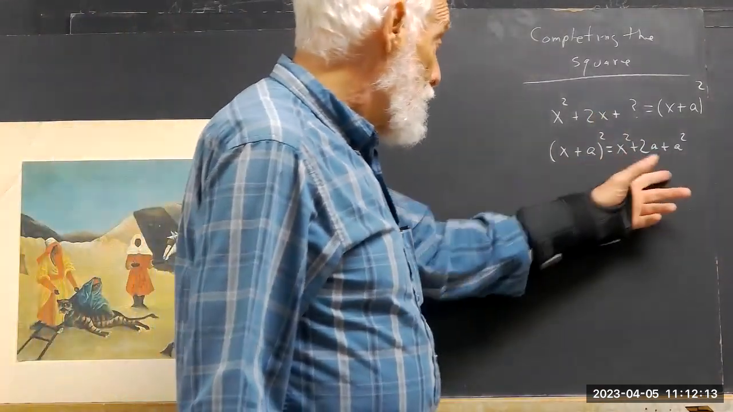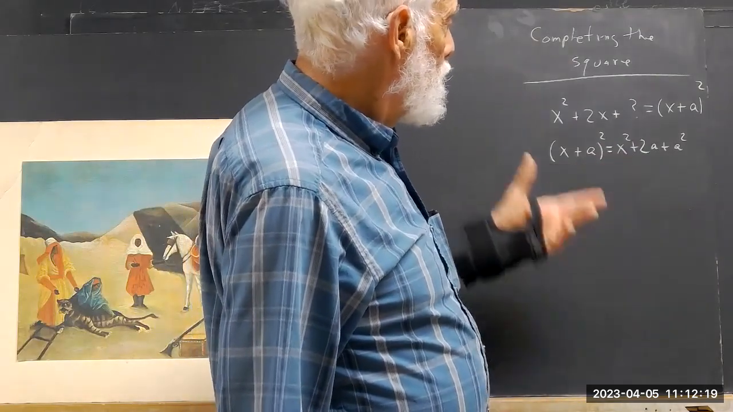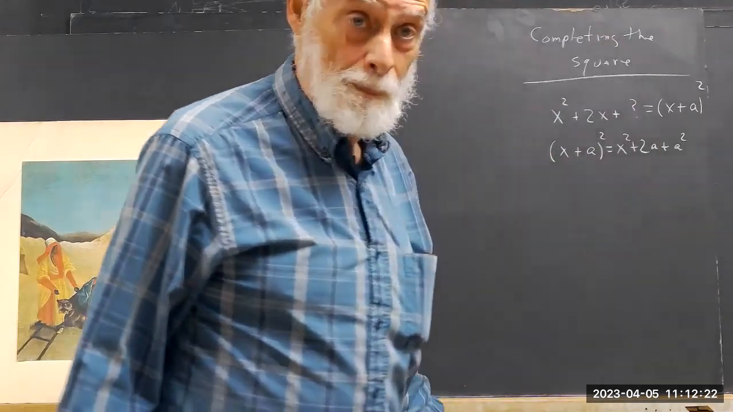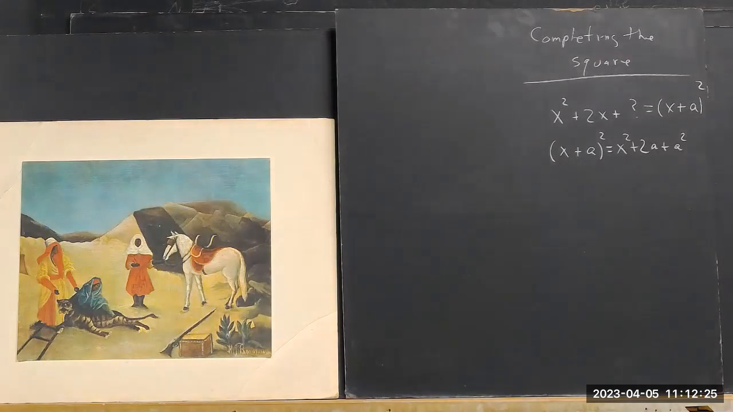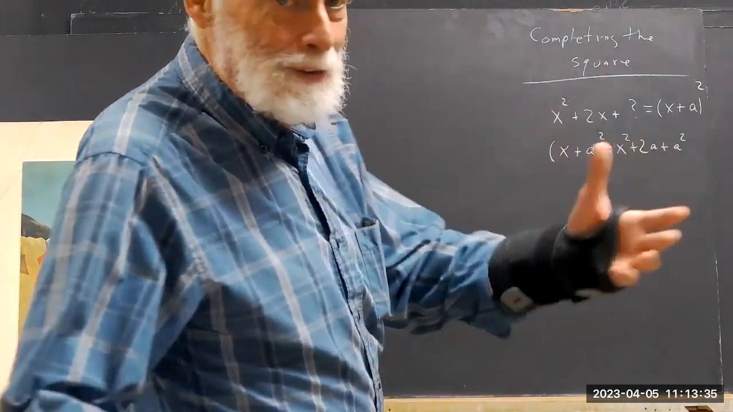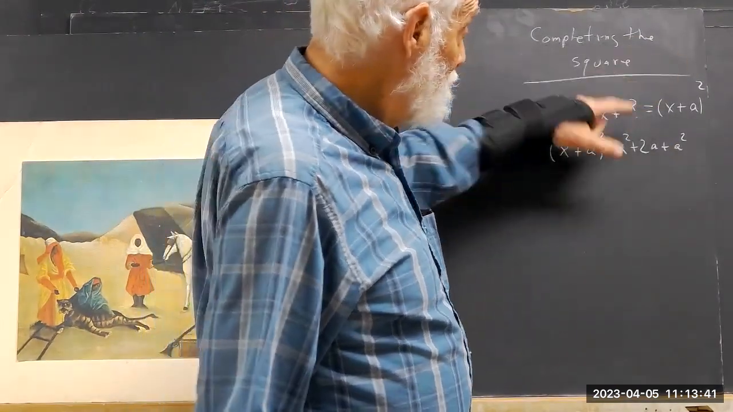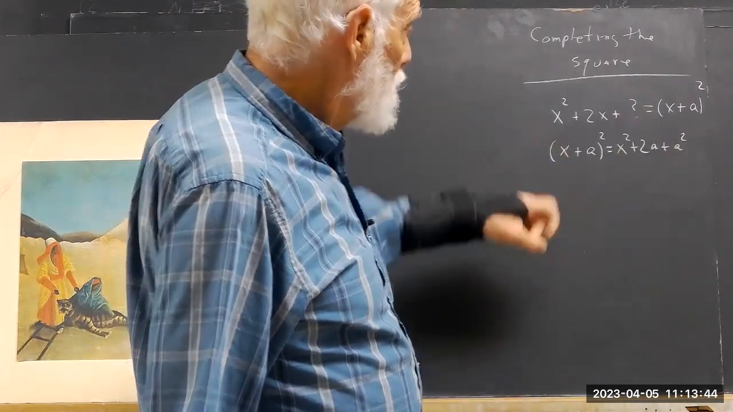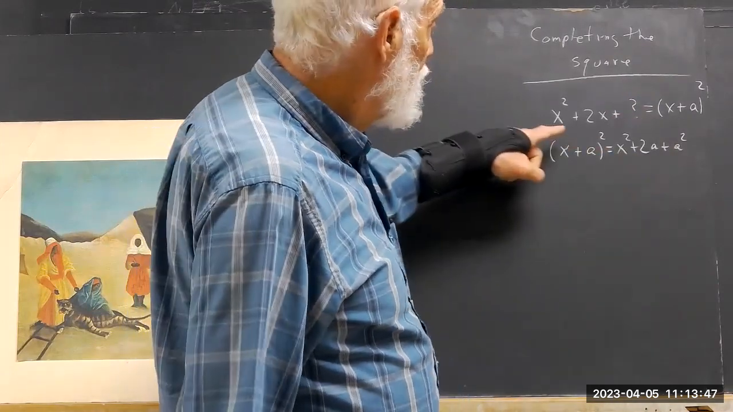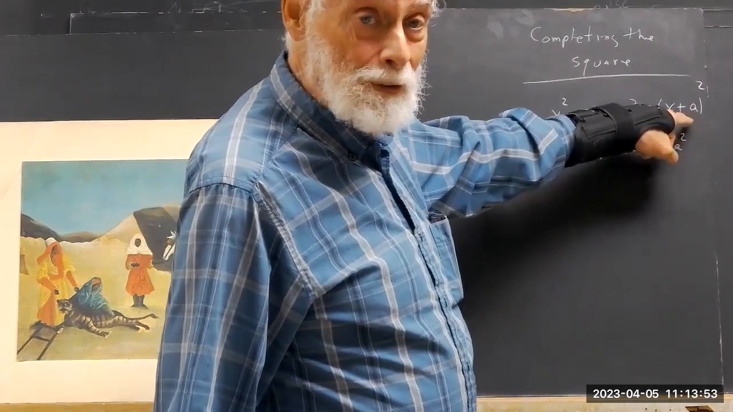Using this formula, can we determine what a would have to be to match what we've got here? If you've seen the rule, as is the case here, you divide this number by 2 and square it, and that gives you your number here. But why is that? Well, if x squared plus 2x plus something equals x plus a squared, then a is the number we're trying to find.